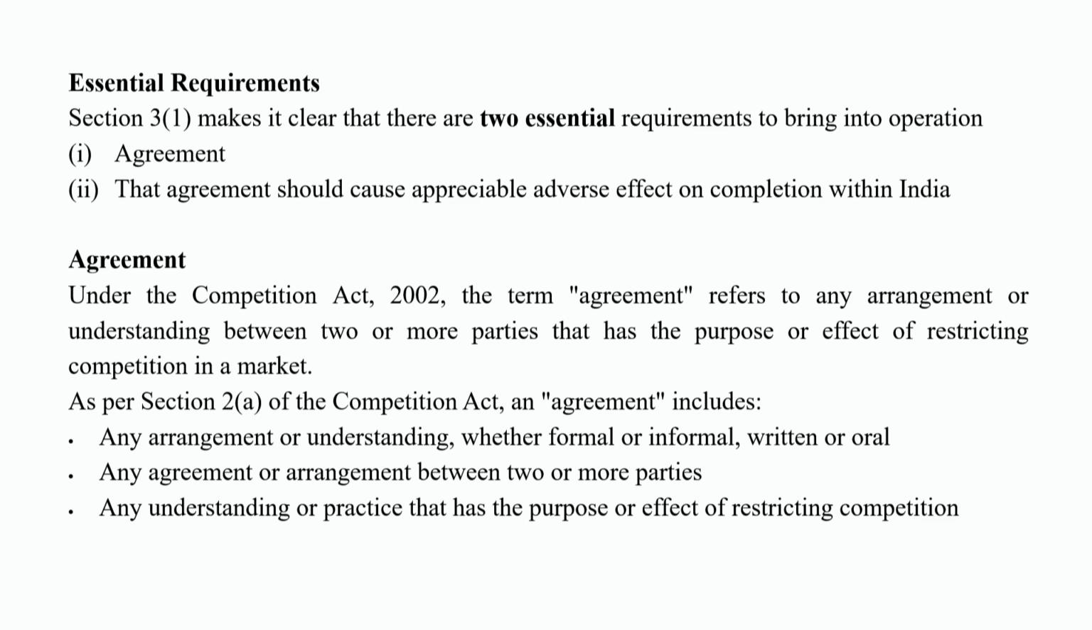So we can say there are two elements of anti-competitive agreements: the agreement, and the agreement should cause an appreciable adverse effect. Let us take term by term. Let's start with the term agreement. What do you mean by agreement? Agreement is basically a general term. If you remember the Indian Contract Act, agreement is defined there as a statutory provision for the purpose of legality. So agreement is a very generic or general term.